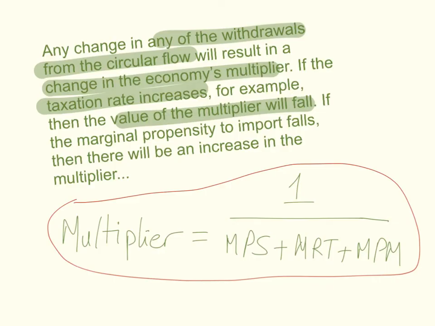And as another example, if the marginal propensity to import falls, on the other hand, there will be an increase in the multiplier. So a change in any of the marginal propensities, if any of the marginal propensity to save, marginal rate of taxation, or MPM rise, then the value of the multiplier will fall because there are more withdrawals or leakages from the circular flow. If the value of any of those marginal propensities to withdraw falls, then the multiplier will rise because there are fewer withdrawals or leakages from the circular flow.